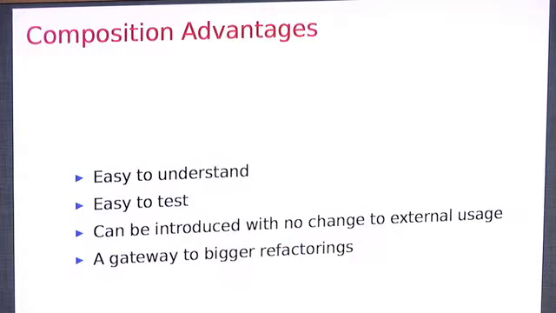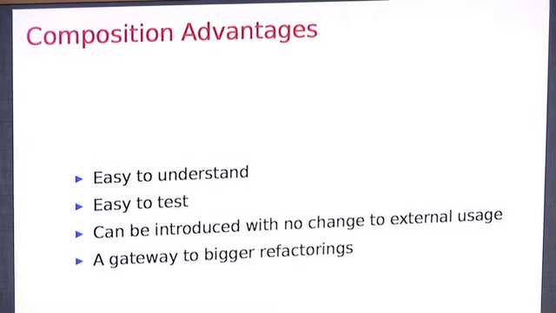Advantages of composition. It's easy to understand. I think at this point everyone pretty well understands composition. It's a pretty simple relationship between objects. There's no magic delegation, or forwarding along of messages or anything like that. It's easy to test. You have two different objects, two different responsibilities, and you can test them pretty easily independently. And you can introduce this externally. Nobody outside the user class needs to know that social functionality has been moved into social user. And then finally, like I said, this is a gateway to bigger refactorings as you actually move that stuff out, maybe into its own tables.